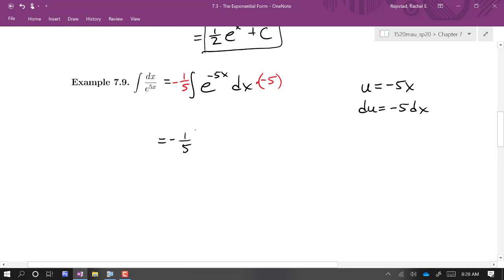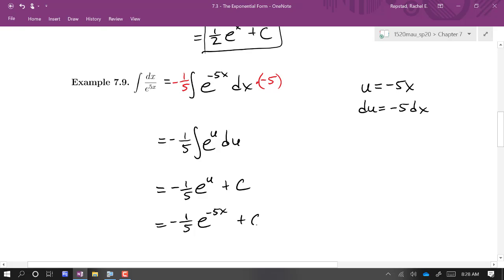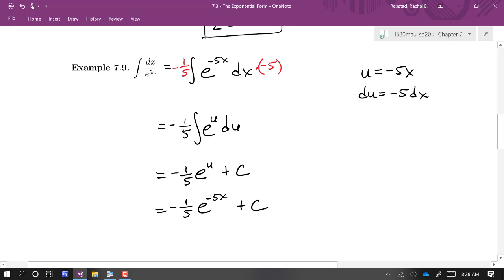Now I have negative 1/5 times the integral of e to the u du. This integral with u's we know how to do. The integral of e to the u is e to the u plus a constant. Throwing our expression back in, we get our final result here.